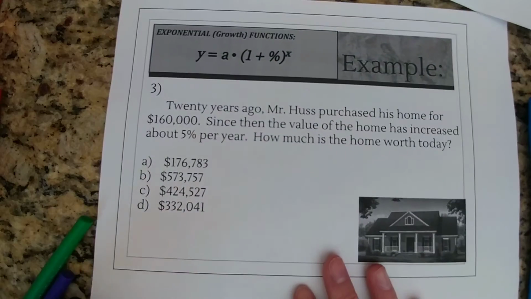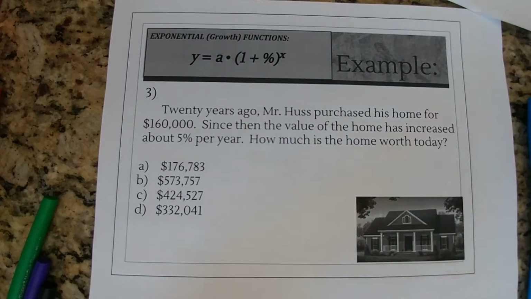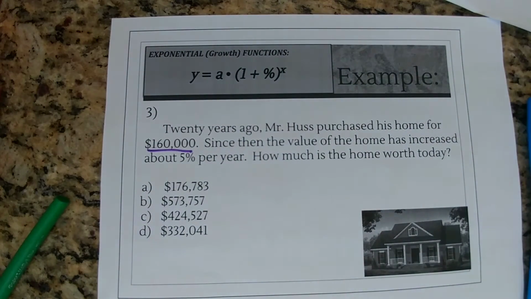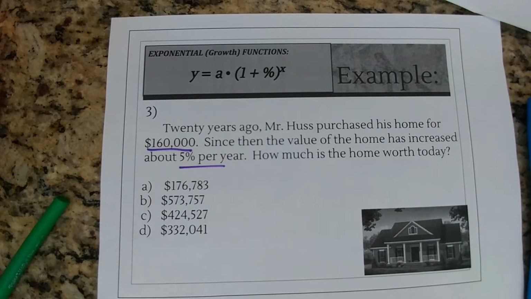Number 3, we've got 20 years ago, Mr. Huss purchased his home. Whew, he got a good deal. 160,000. Since then, the value of the home has increased. That's called appreciation. About 5% every year. So how much is the home worth today?